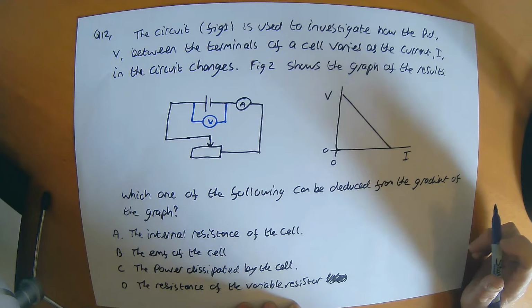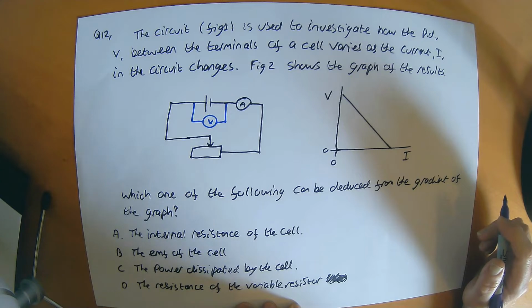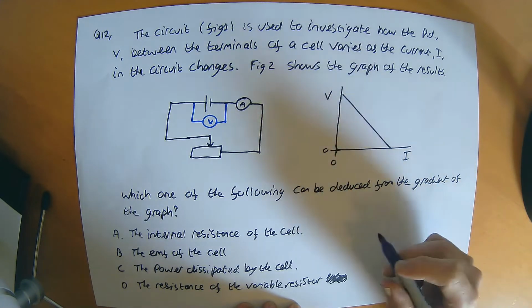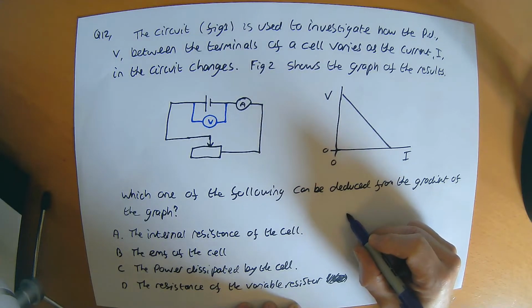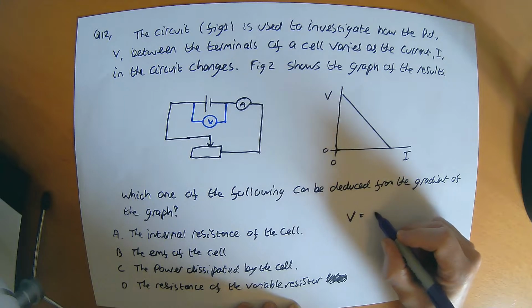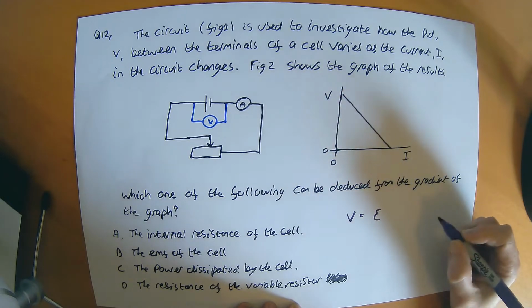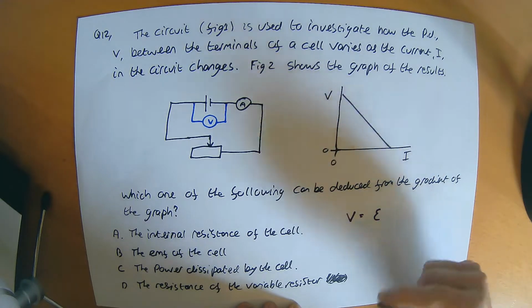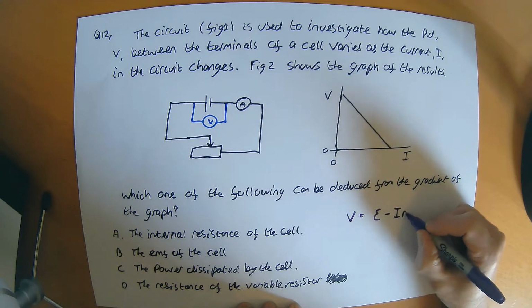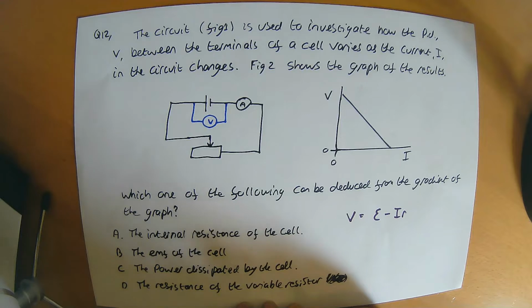This internal resistance question tests your understanding of how measurements can be used to find quantities which aren't directly measurable. We have that the potential difference across the cell, which is the thing we can measure, is equal to the EMF of the cell, which we can only measure without a current flowing, and that's related to the internal resistance by this equation.